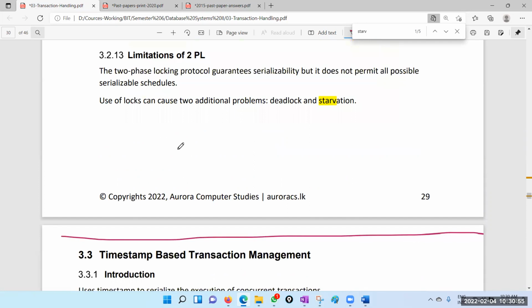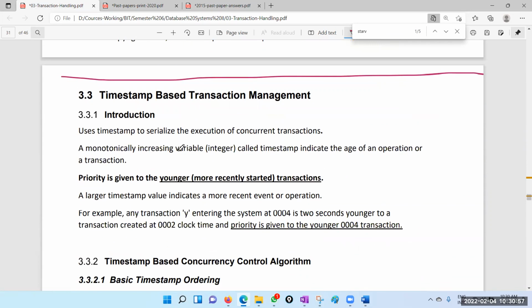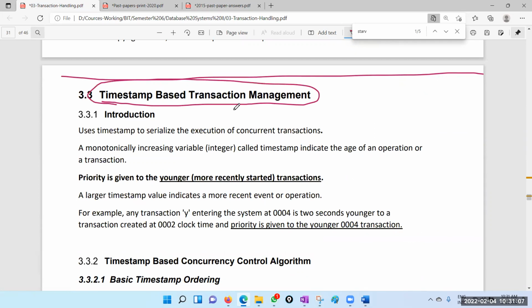Right. Okay. So now let's move on to the timestamp based transaction management. Some database management systems prefer the timestamp based approach rather than the log based approach. But the idea or the strategy is the same. There's a one-to-one mapping between the two tactics. So basically, if you have properly understood the locking mechanism, you are in a very good position to understand the timestamp based approach. Okay.